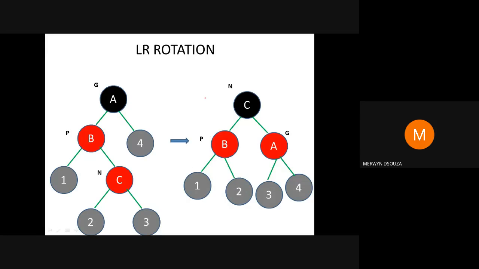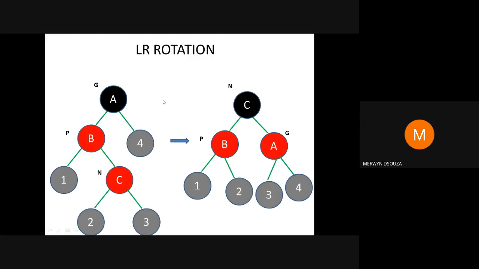Okay, there is one more rotation I'll show you later, as we are solving this. So let's start solving. The first thing we have been told is to insert these values into an AVL tree. You can just copy down these values and we'll start solving.